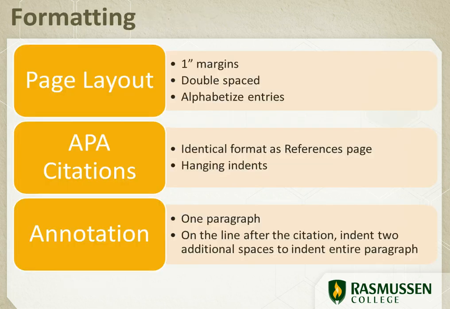Once you have written your annotation, it is important to make sure your annotation and entire annotated bibliography is formatted correctly in APA. The format for an annotated bibliography is similar to that of a research paper. Use 1-inch margins on all sides, double space your entries, make sure to alphabetize each entry, use hanging indents for citations, and on the line after the citation, indent 2 additional spaces and then write the annotation.